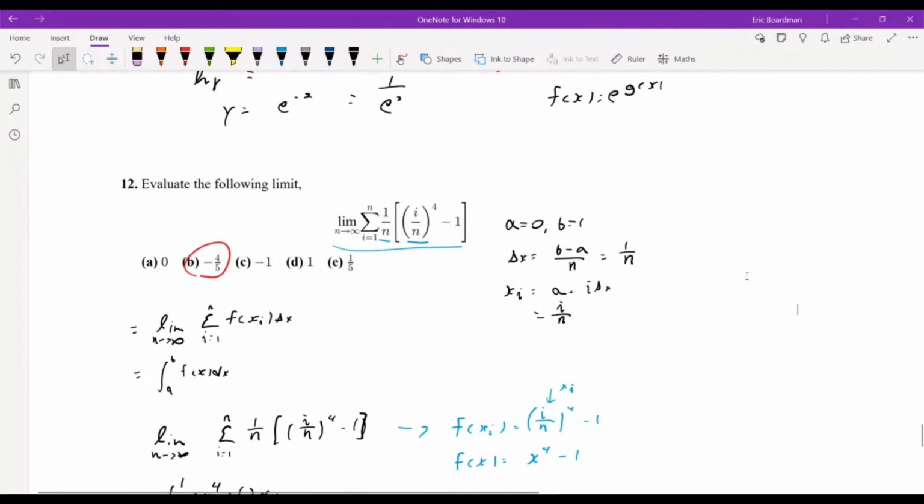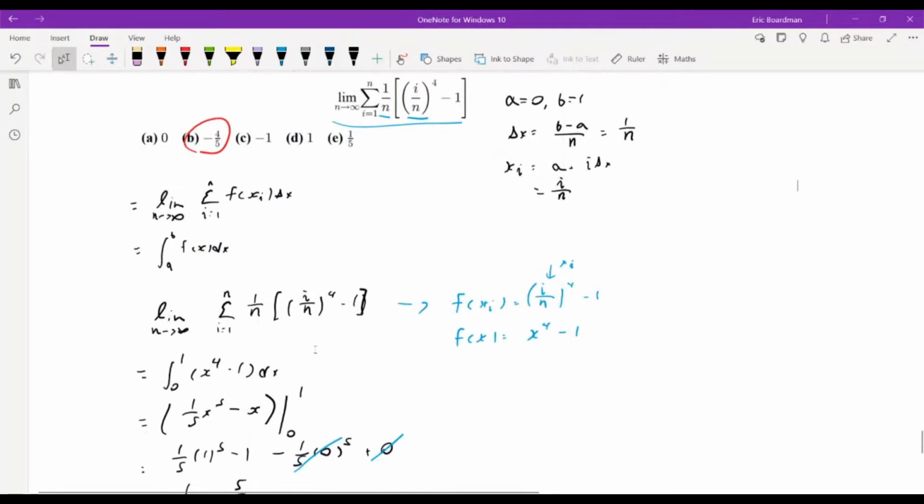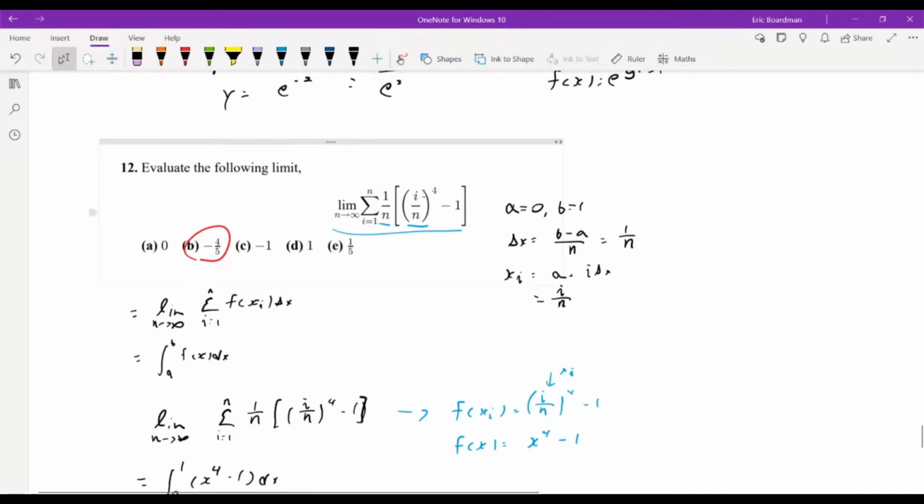Another question says, if we tried to solve it by solving the summation and then taking the limit, we would need to know the summation of i to the 4, right? Yeah, so I'm pretty sure this question was actually built for you to go to the integral because we don't know the sum of i to the 4th. Because we would have the sum of i to the 4th over n to the 5th minus the sum of 1 over n. We can find the sum of 1 over n, but we can't find the sum, at least within the scope of our course, of i to the power 4.